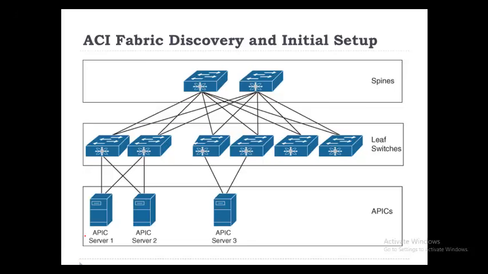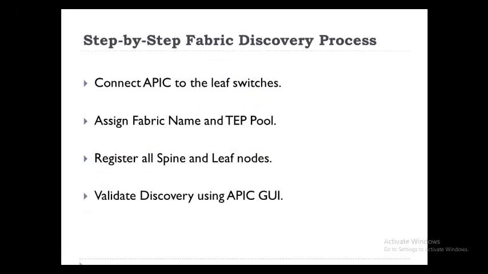Step-by-step fabric discovery process. First, you connect the epic to the leaf switch. And then once the leaf is recognized by the epic, you need to provide a unique name for the leaf, like 101 hyphen leaf 1 or leaf 1 hyphen 101. It's up to you. You can give any name. And as soon as you give a name, an address from the predefined pool, who defines the pool? We only give. We only define the pool.